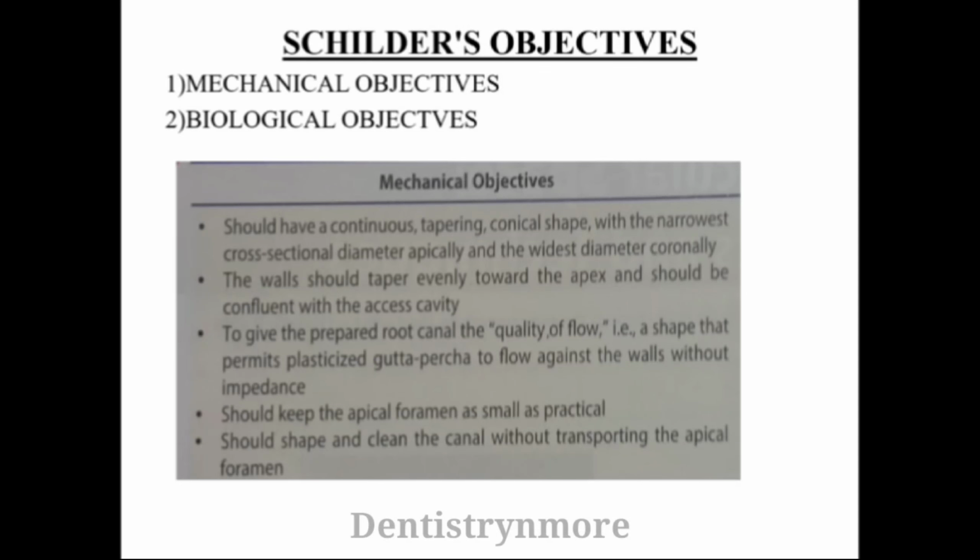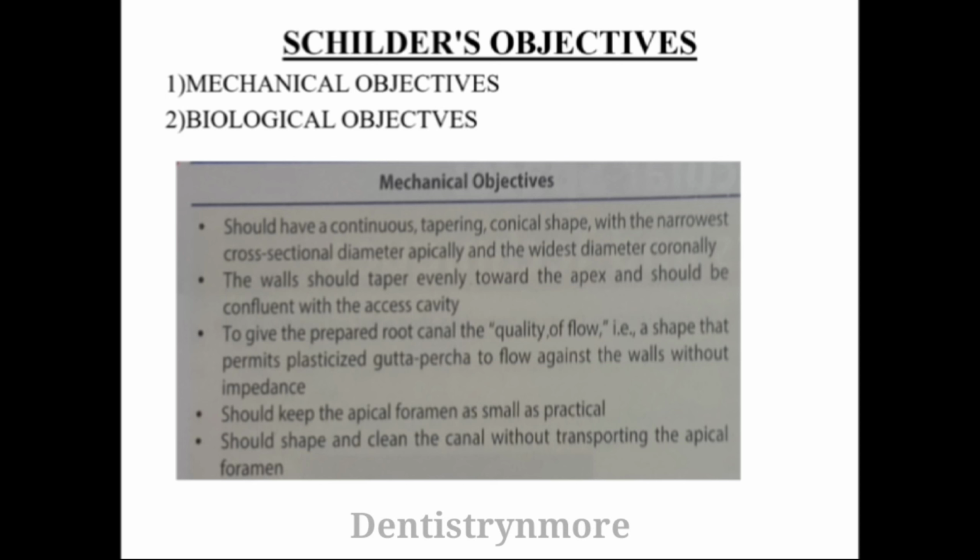Next one is Schilder's objectives. It consists of mechanical objectives and also biological objectives. In the mechanical objectives, the canal should have a continuous tapered conical shape with the narrowest cross-sectional diameter apically and the widest diameter coronally. The walls should taper evenly toward the apex and should be confluent with the access cavity, to give the prepared root canal the quality of flow, that is, a shape that permits the plasticized gutta percha to flow against the wall without impedance.